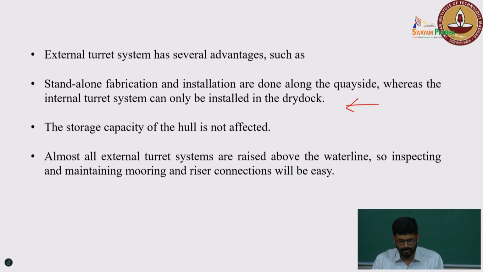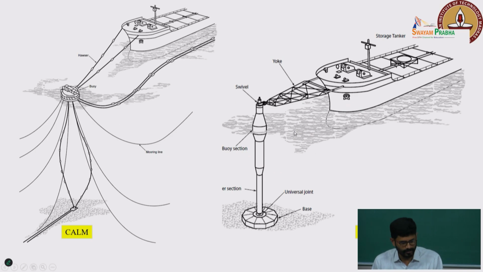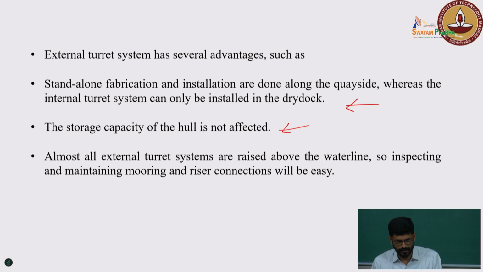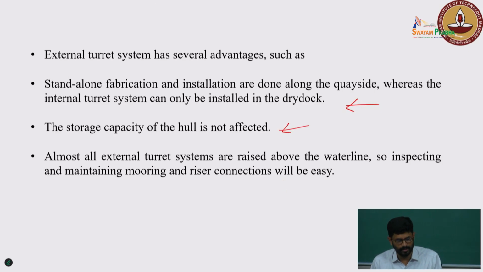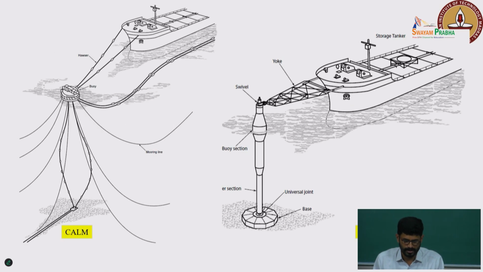The storage capacity of the hull is not affected in case of an external turret system. Almost all external turret systems are raised above the water line, so inspection and maintenance will be easy. So that's what we said. Just a summary, and again different types exist.